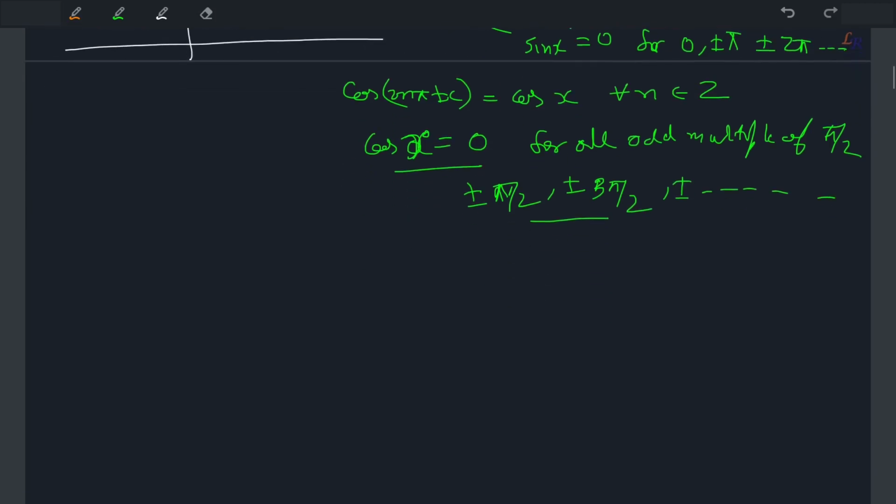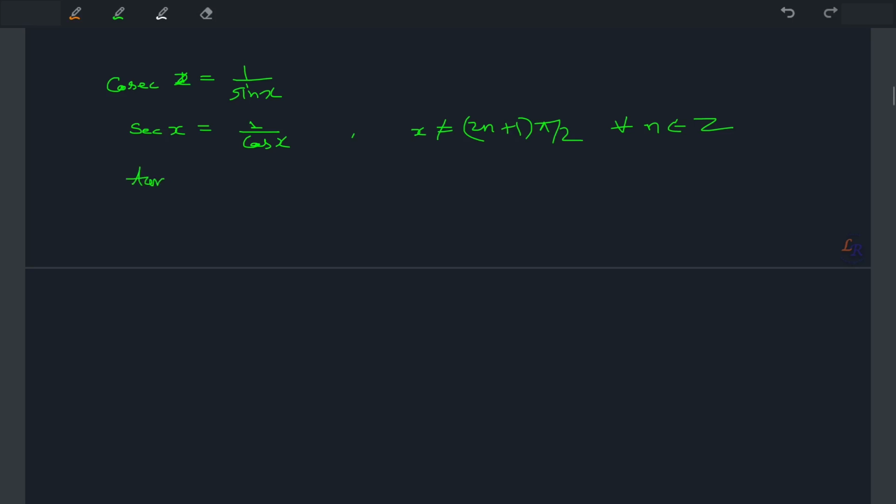Now let's see the other trigonometric functions which we know. For example, we know cosec x, which is written as 1 upon sine x. Then we have sec x, that can be written as 1 upon cos x. Of course, that cos x value should not be 0. It means that x should not be an odd multiple of pi by 2, for n an element of Z, the integers.